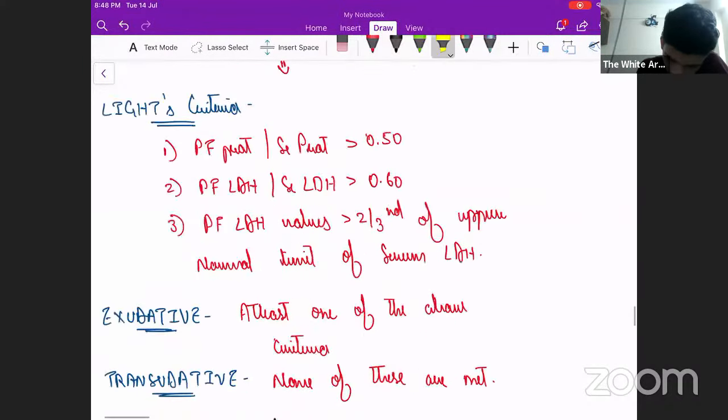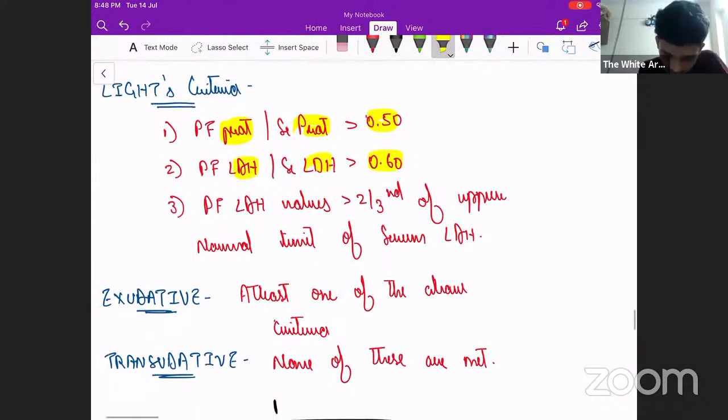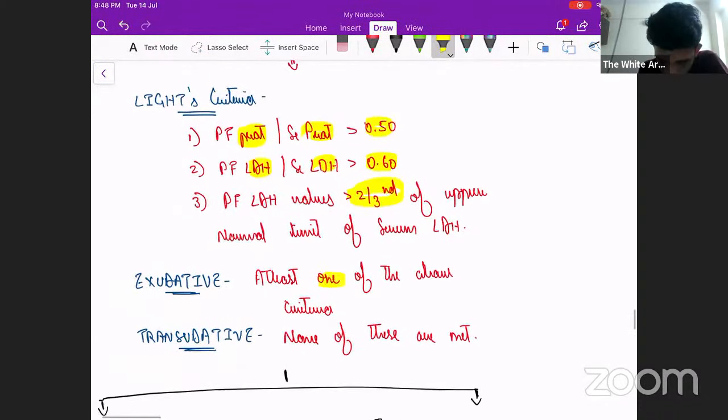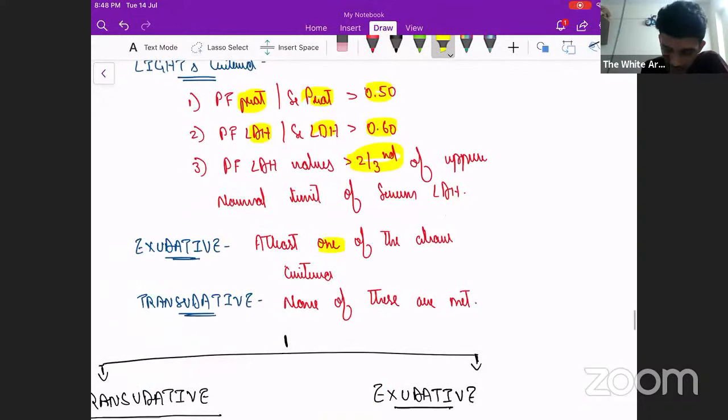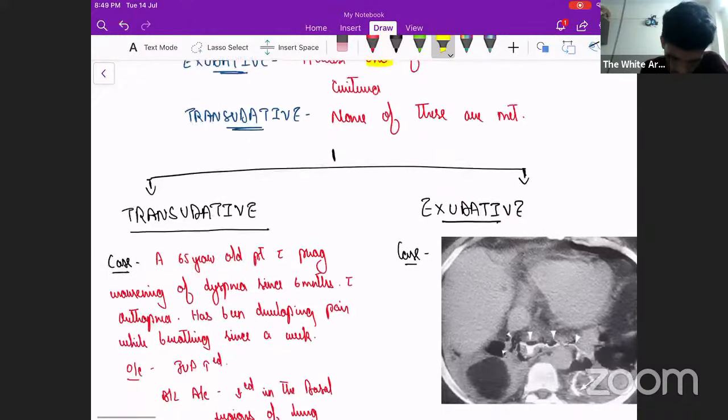One is the ratio between pleural fluid protein and serum protein. The ratio will be greater than 0.5. Pleural fluid LDH and serum LDH ratio will be greater than 0.6. Pleural fluid LDH values greater than 2/3 of the upper normal limit of serum LDH. If any one of these criteria is positive, we will think of exudative. If none are correct, you will think of transudative. So next we'll go into transudative.